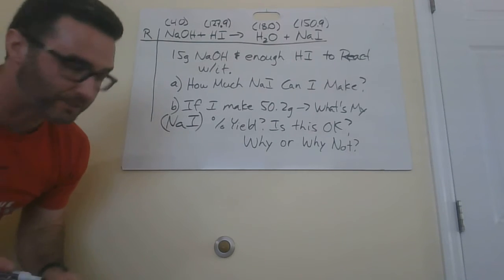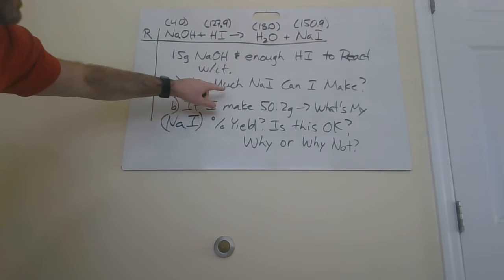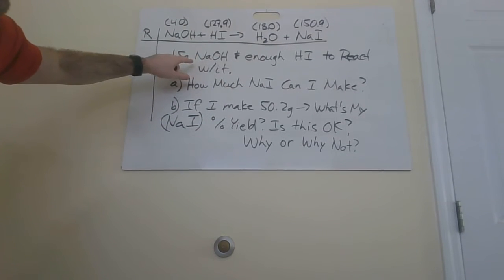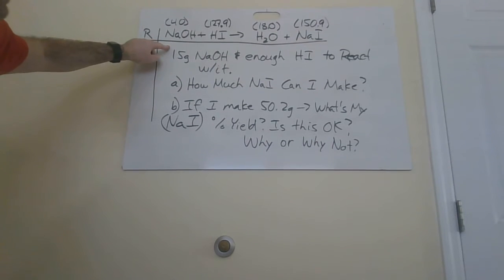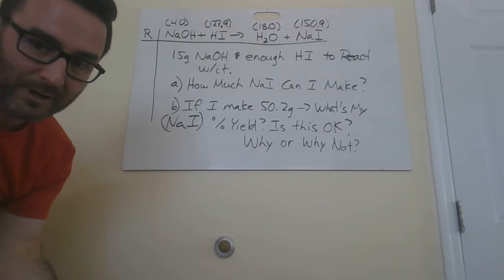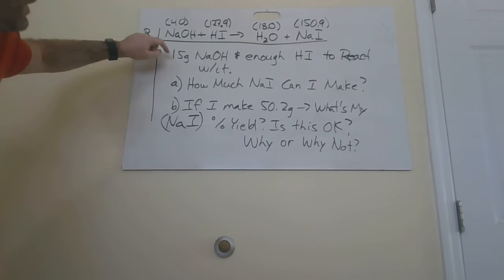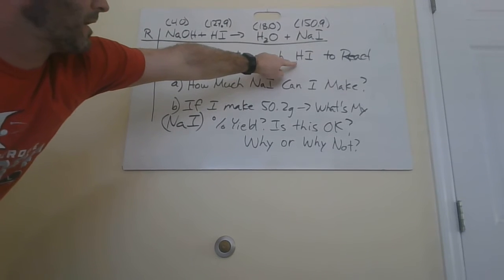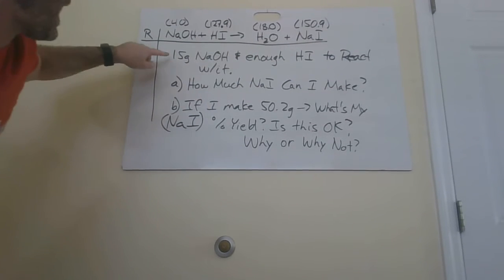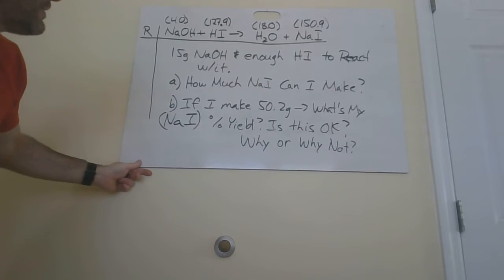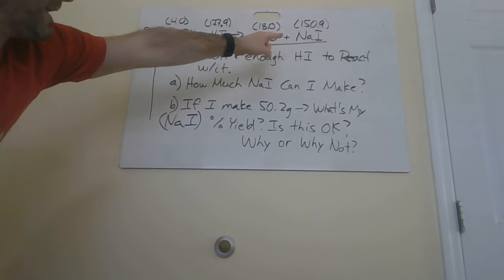So, two parts. First part is we've got to do a stoichiometry problem. The deciphering here is that I'm saying we've got sodium hydroxide and enough HI. I'm not asking you to do limiting reagent. Dr. K is giving me a mass and then saying we've got enough of this stuff, so I only need to figure out moles here. Cool. So how much sodium iodide can I make?